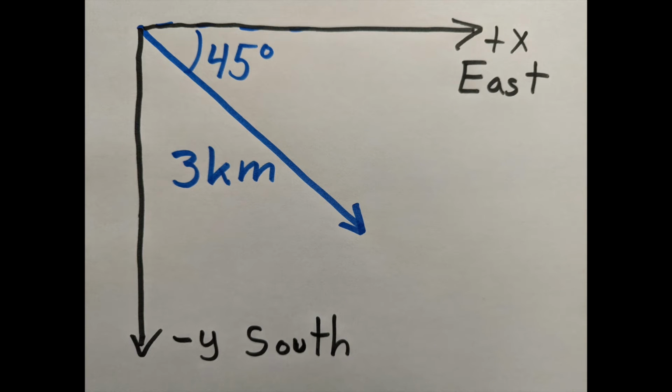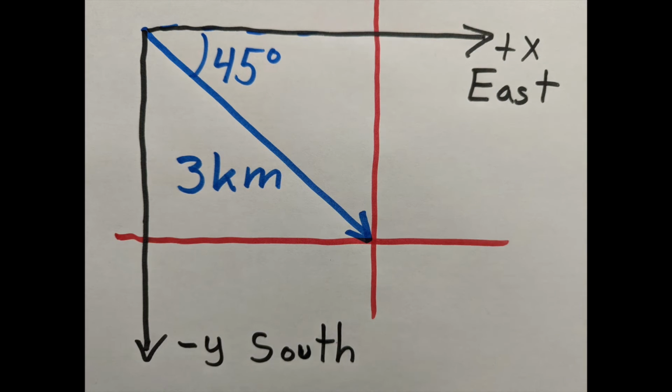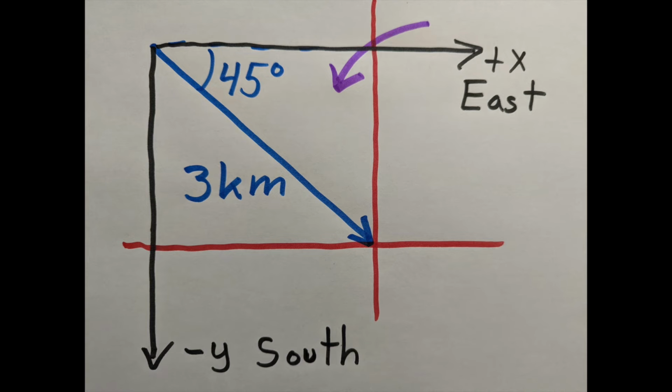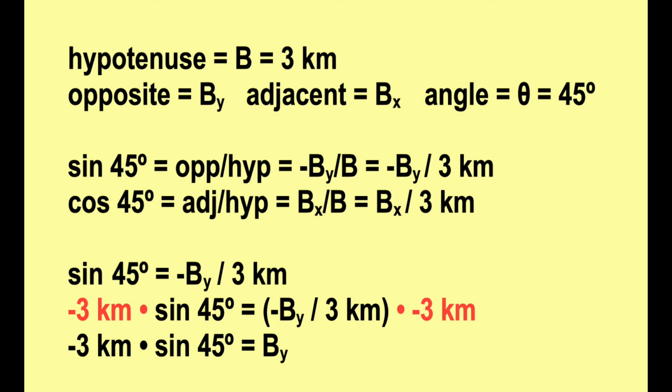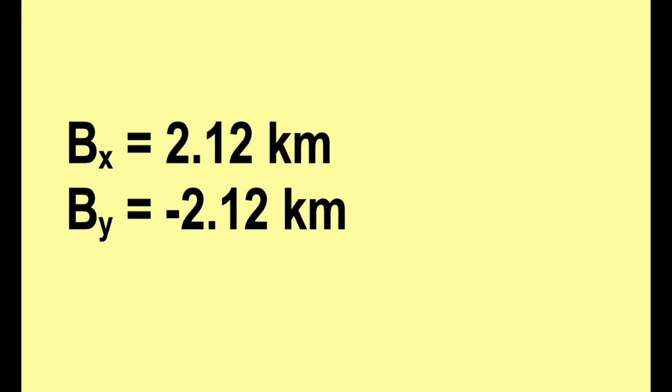Second vector. Same axes as before. Draw the box. Choose the upper triangle this time. Name the component. Plug in values, and calculate the components.